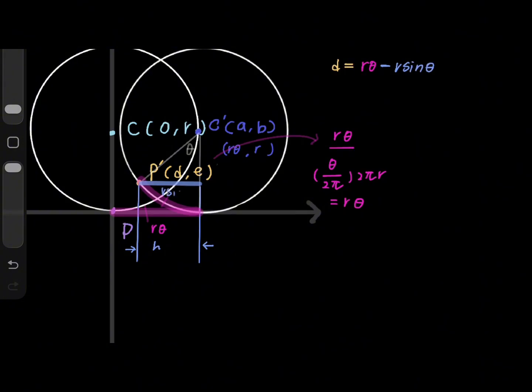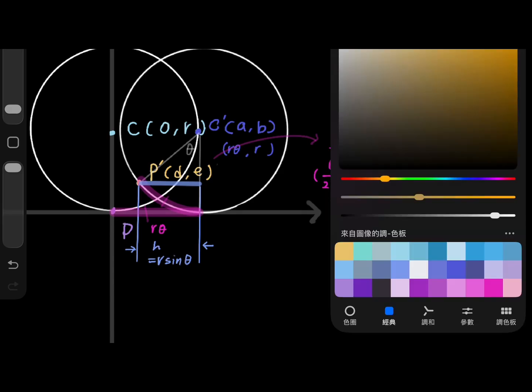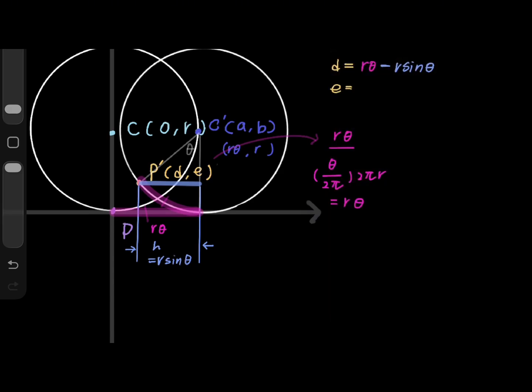Okay, R psi theta. Your H equals R psi theta. So now you will know your D is R theta minus R sine theta. Now we want to know what about E. So E, let's observe here, also the same concept. Use the feature of the circle.